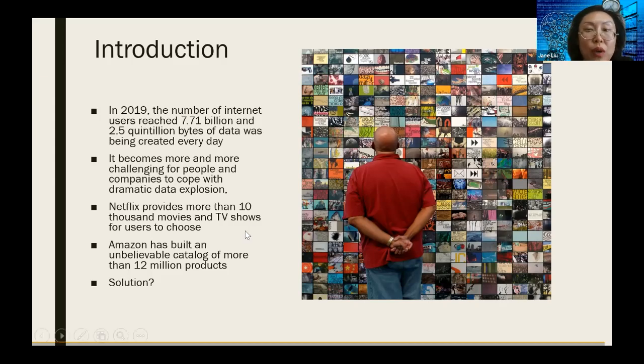For example, lots of us watch Netflix. There are also other online streaming providers, and they provide more than 10,000 movies and TV shows for users to choose from. So we browse and see which one we like, and somehow we also receive recommendations. And when we shop online, there are all these e-commerce websites. Amazon is the largest e-commerce website, and they have about 12 million products.